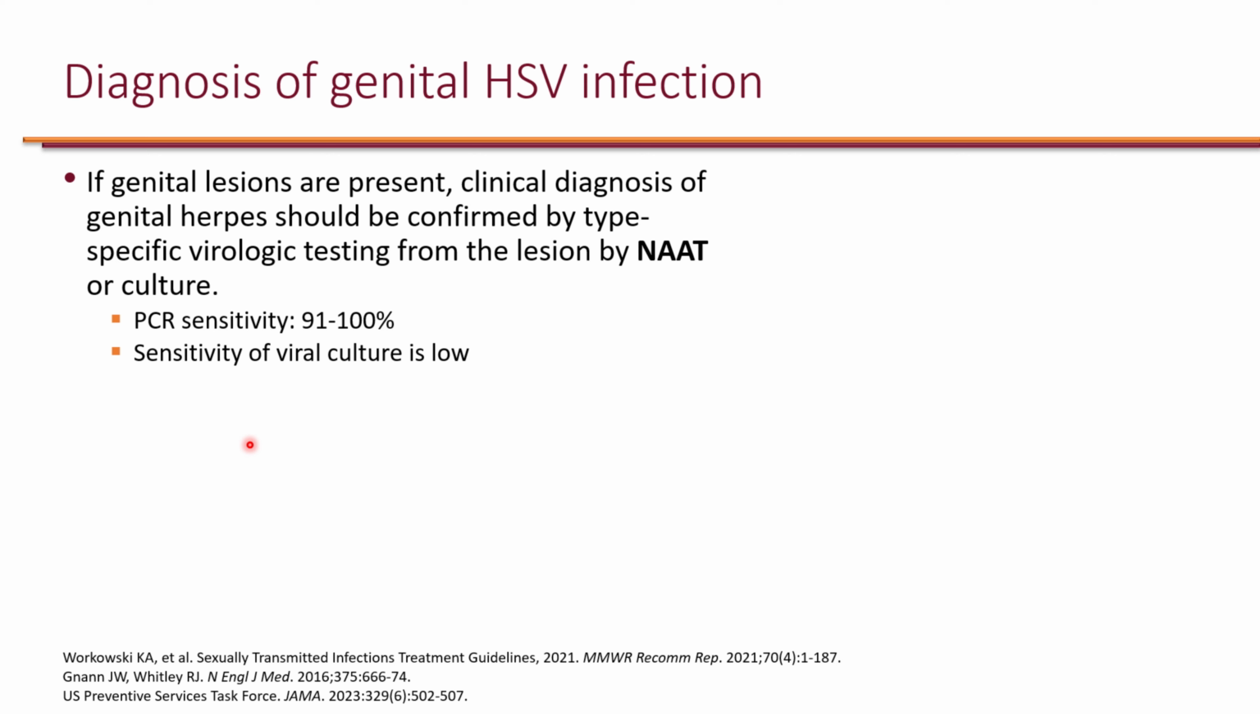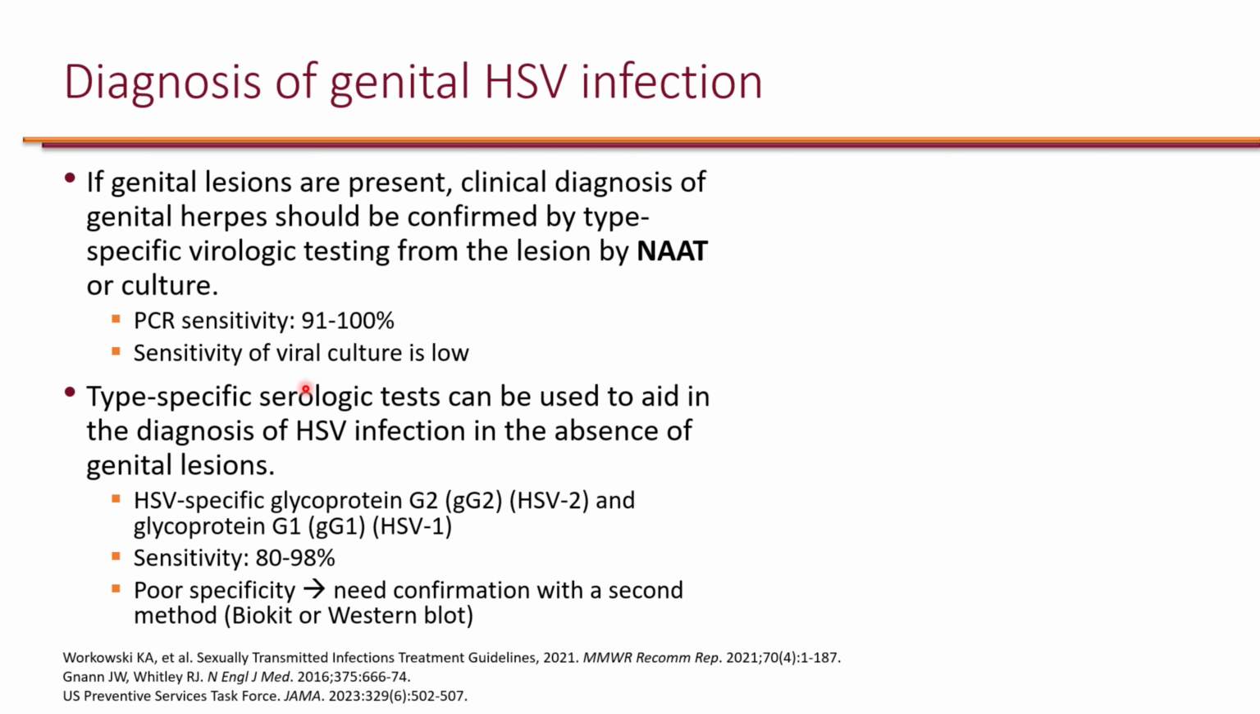Now, if the genital lesions are present, clinical diagnosis should be confirmed by a type-specific virologic testing from the lesion, and that's typically with a nucleic acid amplification test, and that has a pretty good sensitivity that approaches almost 100%, so 91 to 100%. Whereas if you were to culture this, sensitivity of viral culture is low.